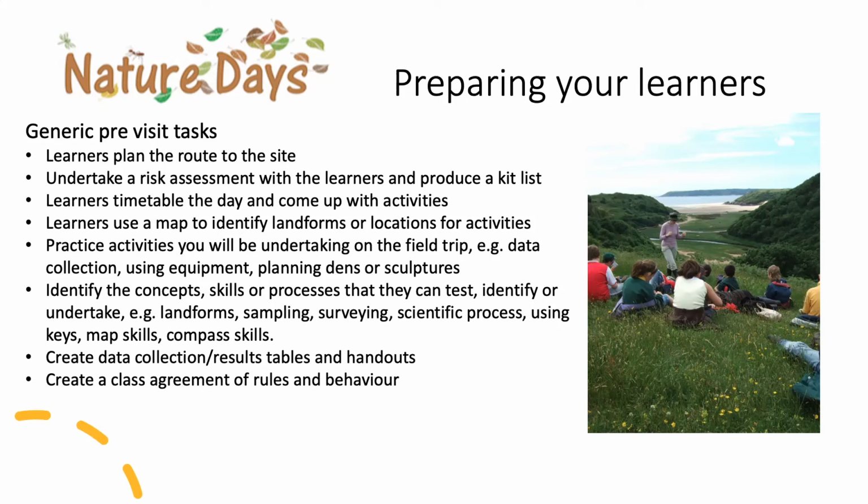We can also look at some skills such as sampling. So sampling is choosing a location where we can identify a trend within a habitat, but we don't count everything. So a small area is kind of showing what the rest of the area is like. Following the scientific process, so making sure that they are aware of the scientific process, because you might be undertaking that in the field trip.